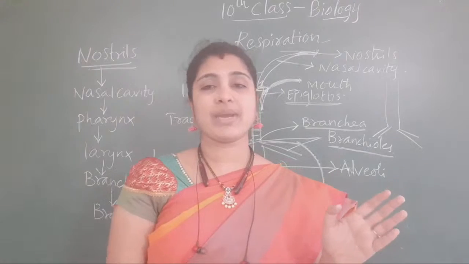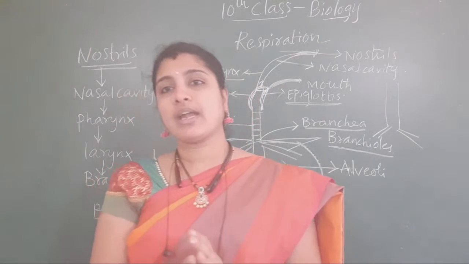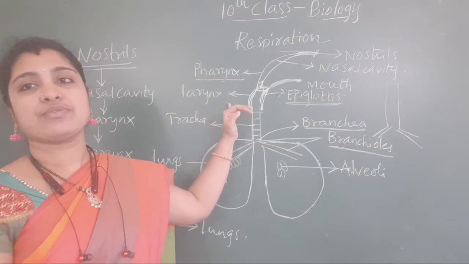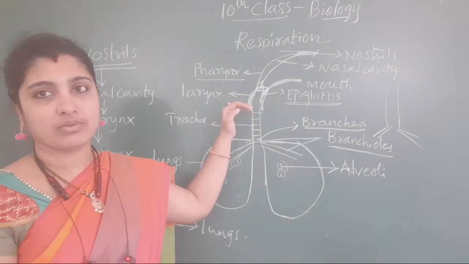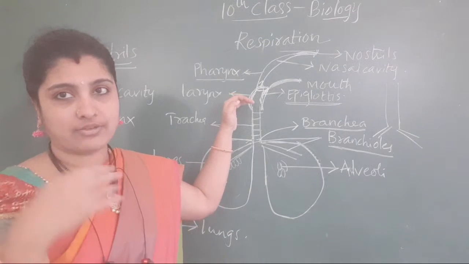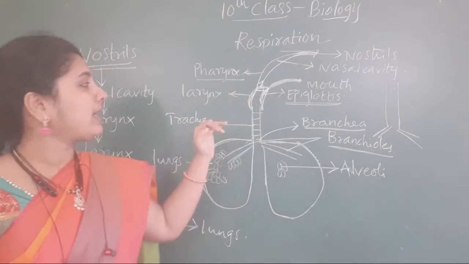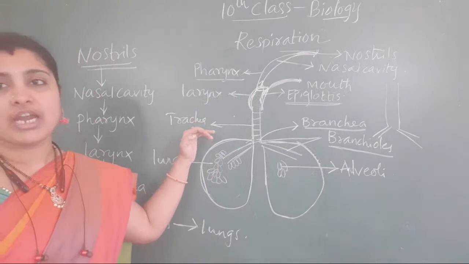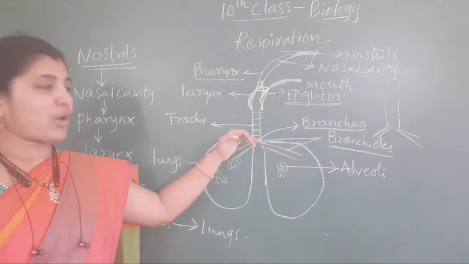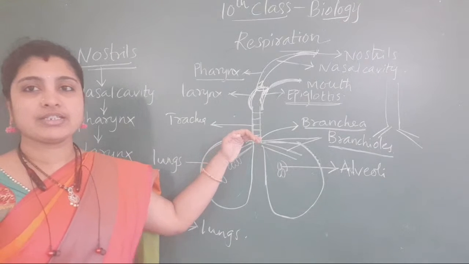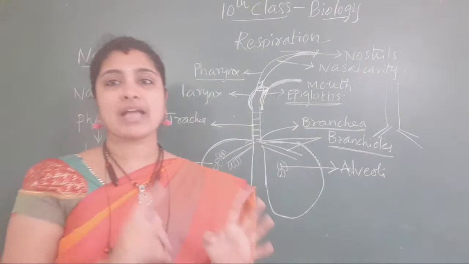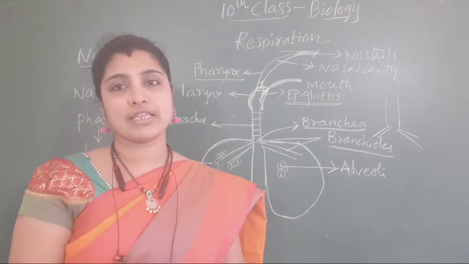The epiglottis separates the food pipe and the windpipe, and after that the pharynx leads to the larynx, in which we have vocal cords, two vocal cords. The closing and opening of the vocal cords is responsible for our speech, for our talking. And next from the larynx it enters into the trachea, a tube-like structure which leads to the lungs. The point where the trachea enters the lungs is known as bronchus. To enter into two lungs, the bronchus gets branched into two, that is nothing but bronchioles.